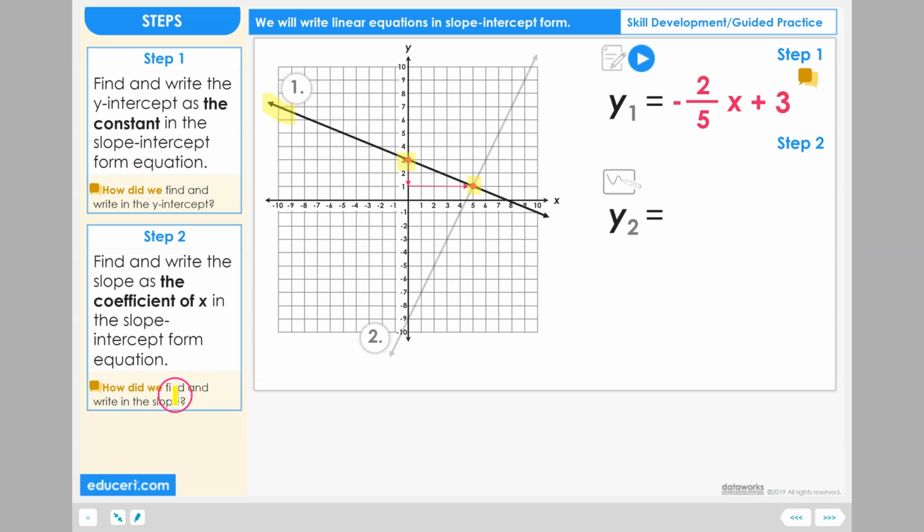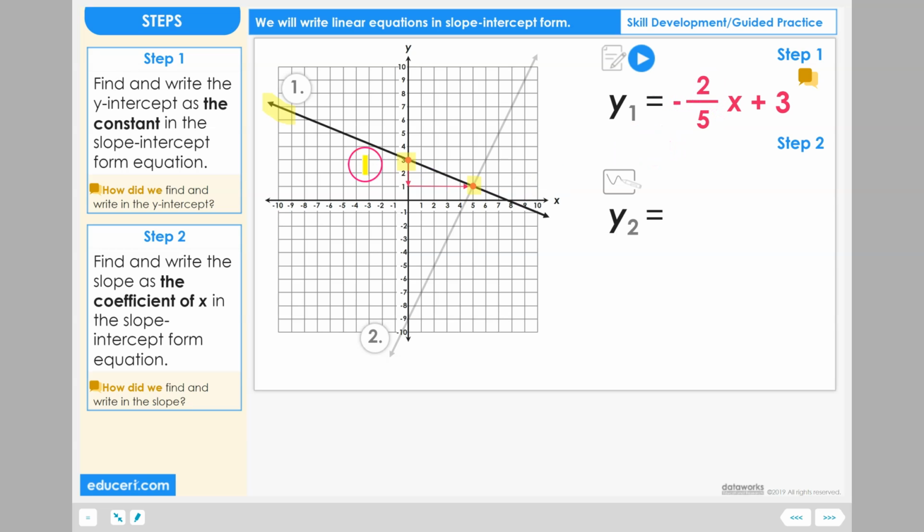How did we find and write the slope? To find the slope, you first need another point on your graph until we find the first easy-to-read ordered pair that has integers. We then describe the slope by either going up or down, and then how many to the right, and that gives us the values we need for our coefficient of x.